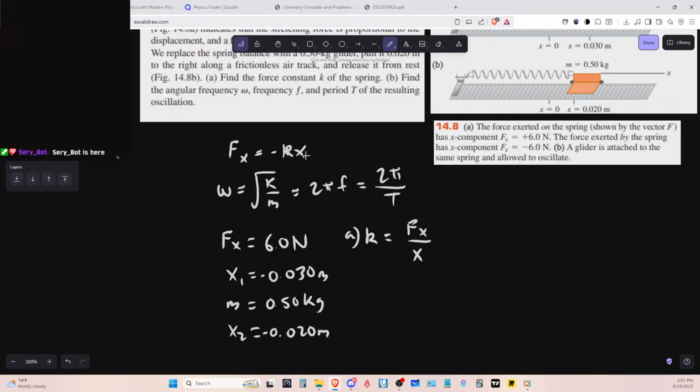So 6.0 divided by 0.030, so that gives us 200, and I want to see the units. So the units, force is newtons over meters. So then we're just given newtons per meter.